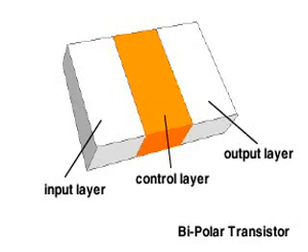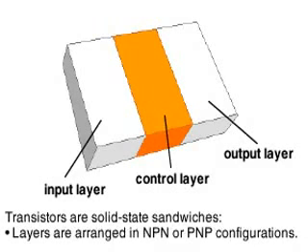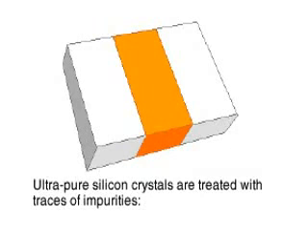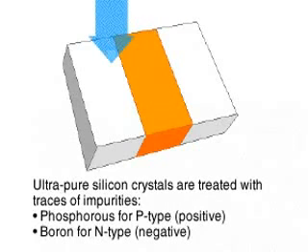The layers are either N-type material, which conducts negative charges, or P-type material, which conducts positive charges. The layers are arranged like a sandwich in an NPN or PNP configuration. The individual layers are formed by treating pure silicon with trace amounts of impurities. Adding boron will create N-type material, phosphorus, P-type material.